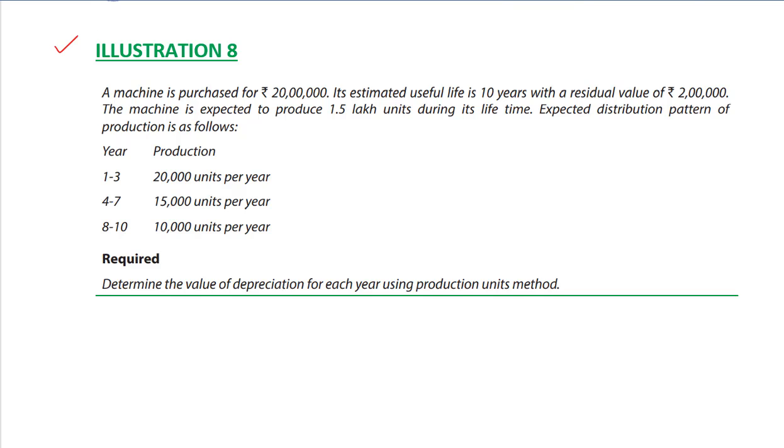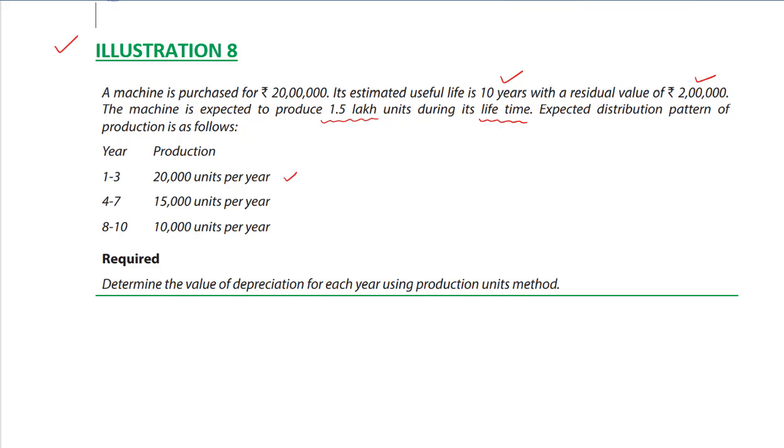Let us continue. Let's do this illustration. A machine is purchased for rupees 20 lakhs. Its estimated useful life is 10 years. The residual value is 2 lakhs. The machine is expected to produce 1.5 lakh units during its lifetime. The expected distribution pattern is given here.